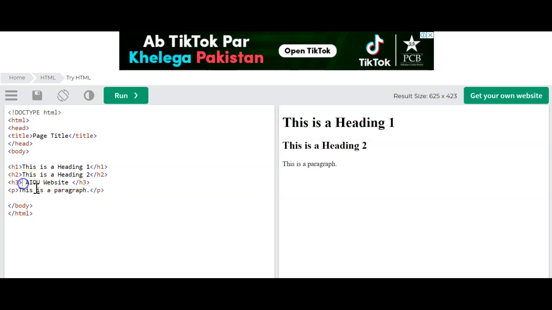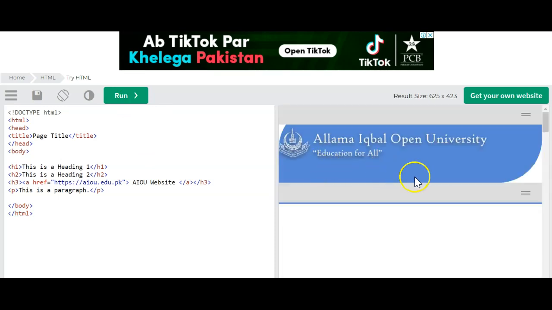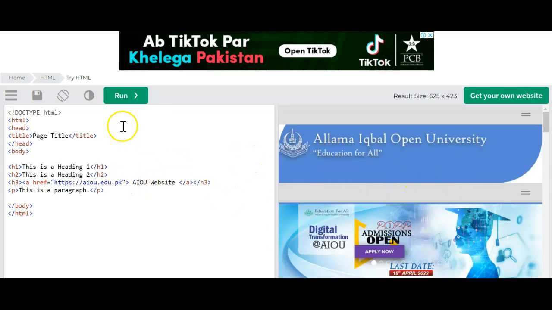What I want to do is create a link. When someone clicks on this link, it should go to the Allama Iqbal Open University website. It's an anchor tag, so we close it with slash A. Let me see what happens. When I run it, you see there's a hyperlink. When you click on this, it is going to open the website of the university.